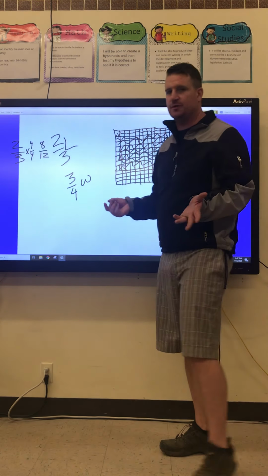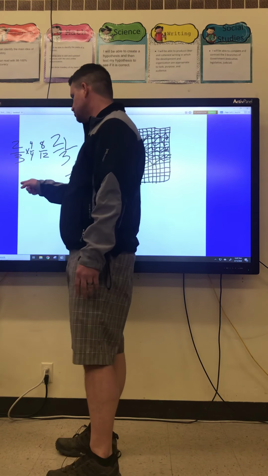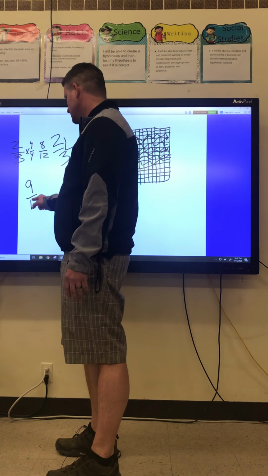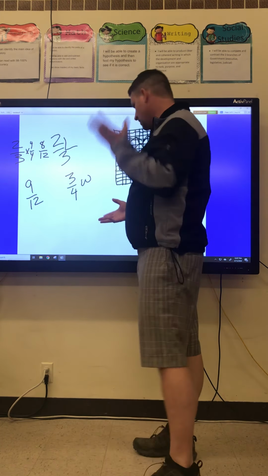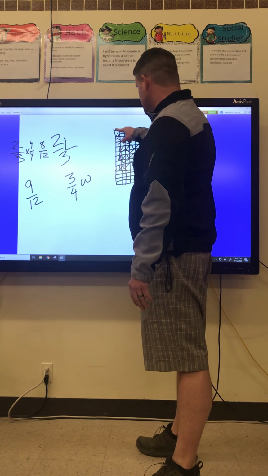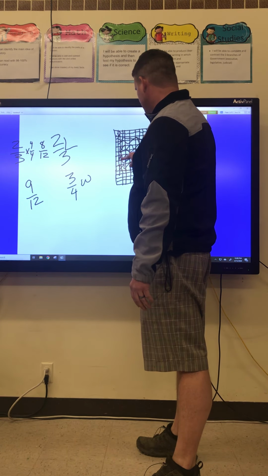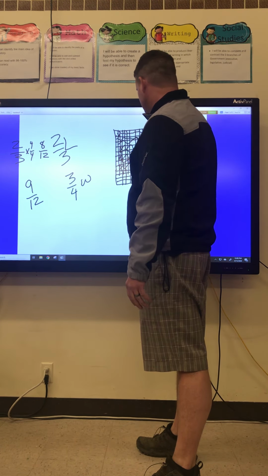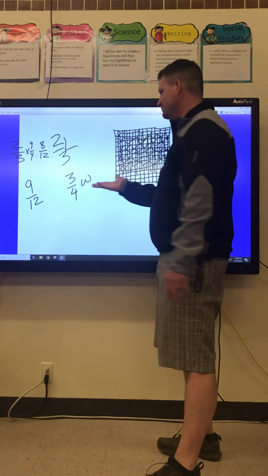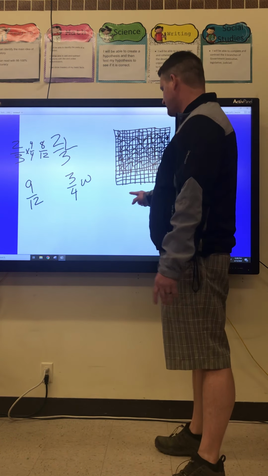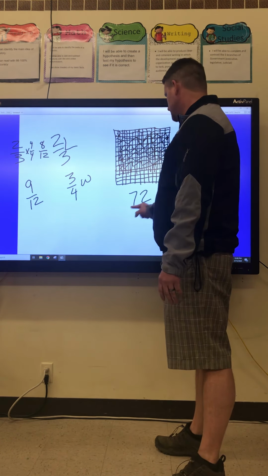Now for 3/4, we'd do the same thing. We could get this to 12, so that's 9/12. So we'd have to fill it in this way. And I could count all these up, guys, and it would show me that it's 9 times 8. So I have 72 out of 144 square inches. So I have 72 square inches in this.